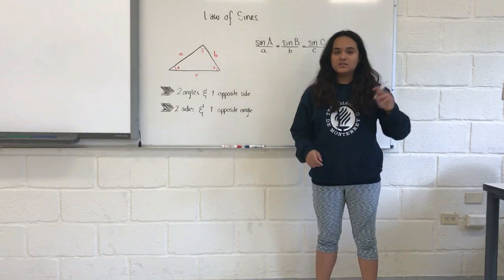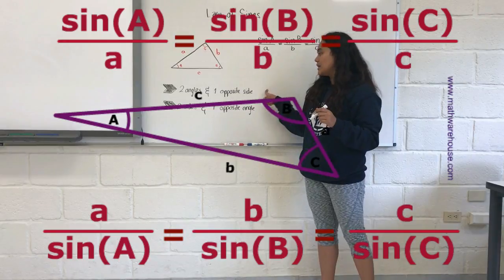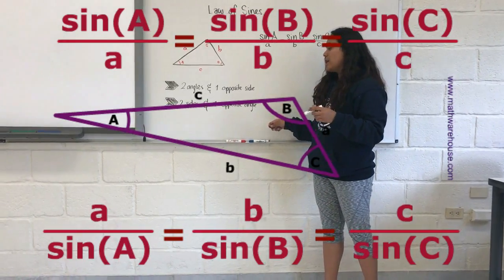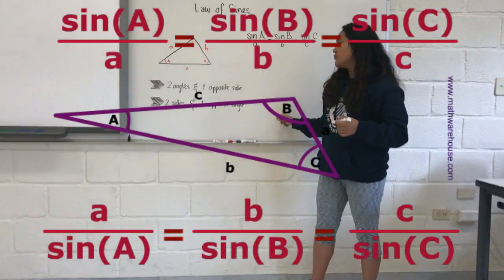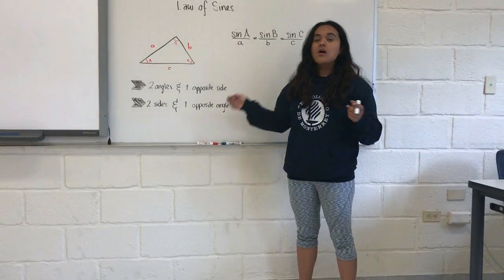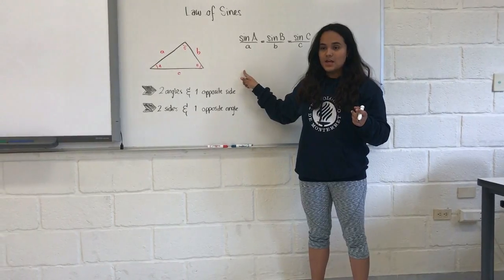We have two cases in which we can apply the law of sines. First of all, when we have two angles and one opposite side, and the second, when we have two sides and one opposite angle. This is because if we were to have an opposite side and an opposite angle, then this equation wouldn't apply.